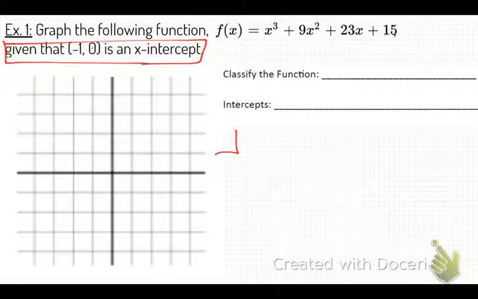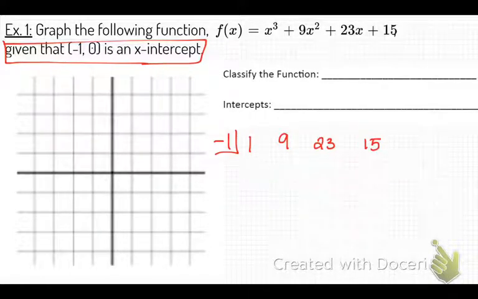It is negative 1. I don't change the sign unless it's a factor. So if I'm given a root, an intercept, a 0, a solution, I just take whatever that number is. Negative 1 is what goes in the box because I only change signs with the factor. And then across the top we have 1, 9, 23, and 15. Is that okay? Okay.